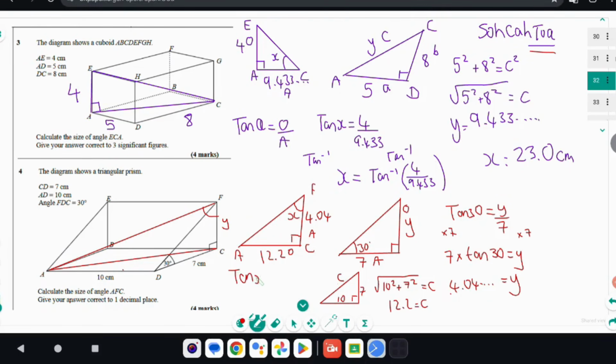So tan X equals opposite over adjacent. Running out of space, but 10 to the minus 1 both sides. .7 to 1 decimal place.